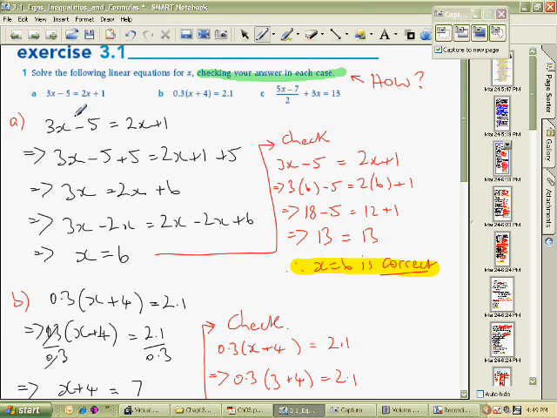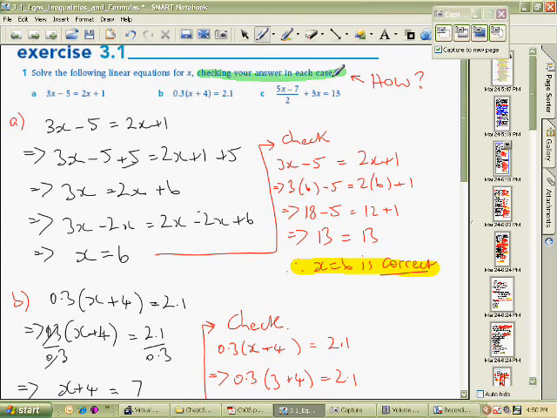I've actually put the steps in here. This is more steps than you need to write out, but I've just put every step in there for you. So here is 5. We're going to get rid of this by adding 5 to both sides. That gets rid of that, leaves you with 3x and 2x plus 6. Now I want to gather the x's on the same side, so I take 2x away from both sides. That gets rid of them, leaving you with 3x minus 2x, which is just x equals 6.